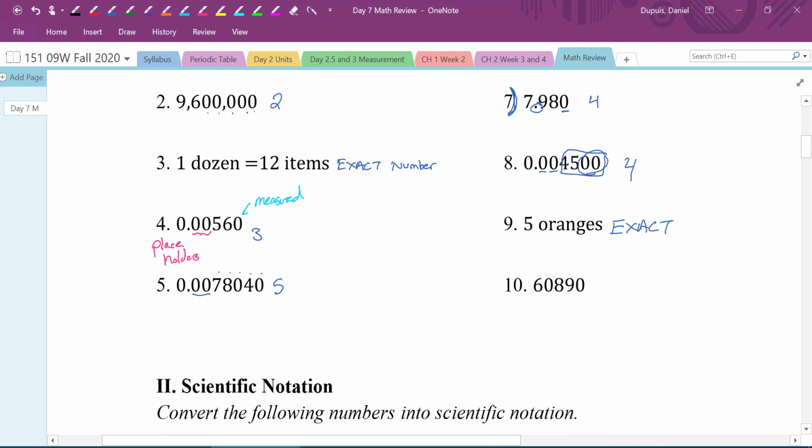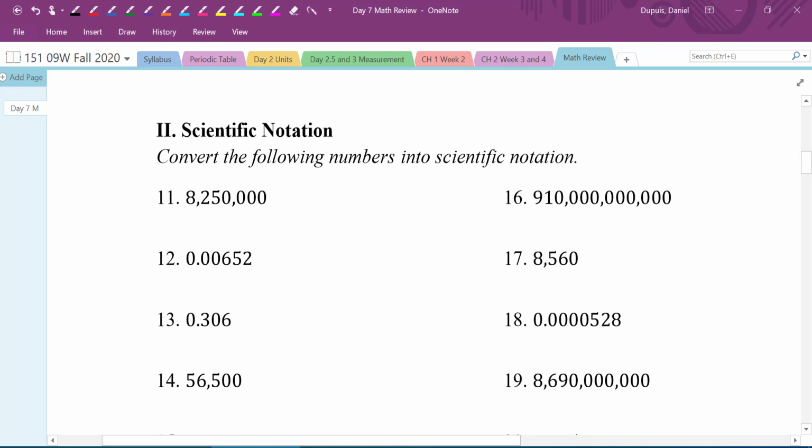And number 10. Number 10 looks like I have sig fig, sig fig, sig fig, sig fig, placeholder. Right? Because that's 60,890 versus 6,089 if that 0 goes away. So that's a placeholder. So we only have 4 sig figs. So there's your 4 sig figs, 5 sig figs, 2 sig figs, whatever it is. Again, the trick is finding out, is that 0 a placeholder or is that 0 measured?